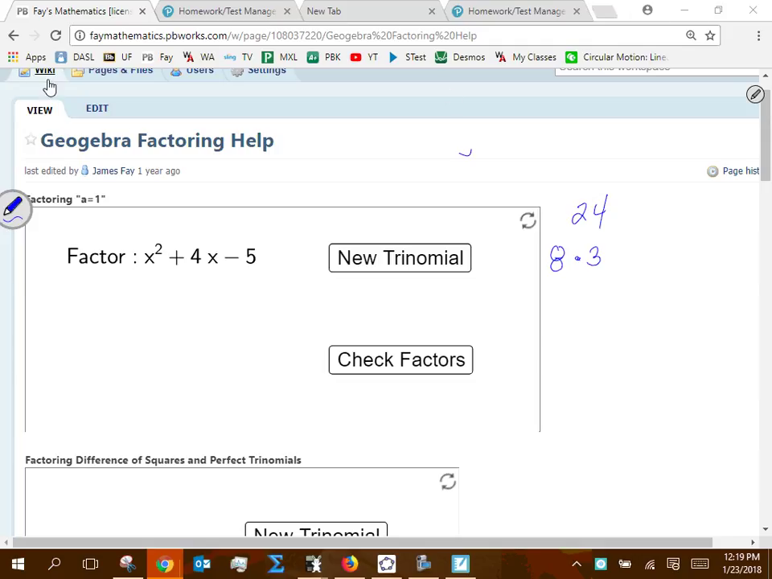Now this link here, this tool, is because some of us aren't very good at factoring, which is okay right now because you're sophomores and freshmen, and your exposure to this stuff has been limited. So are you great at it? Probably not.